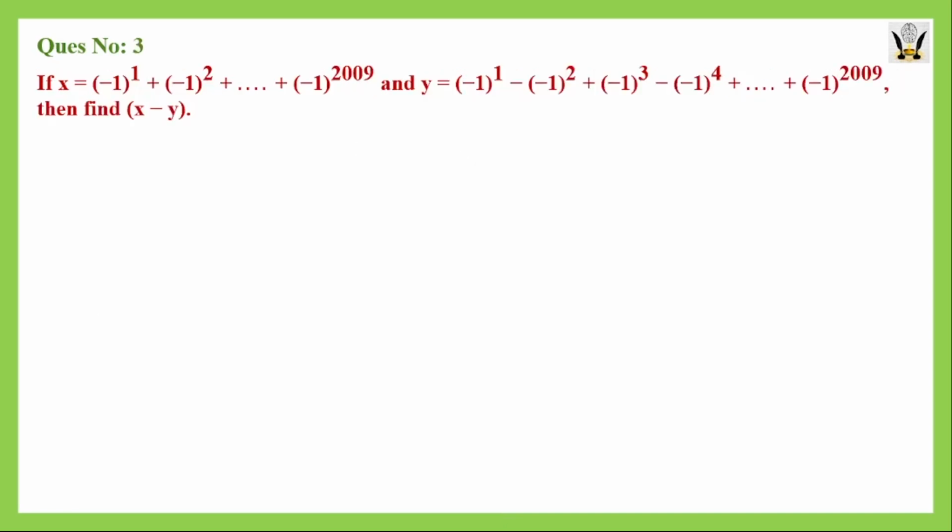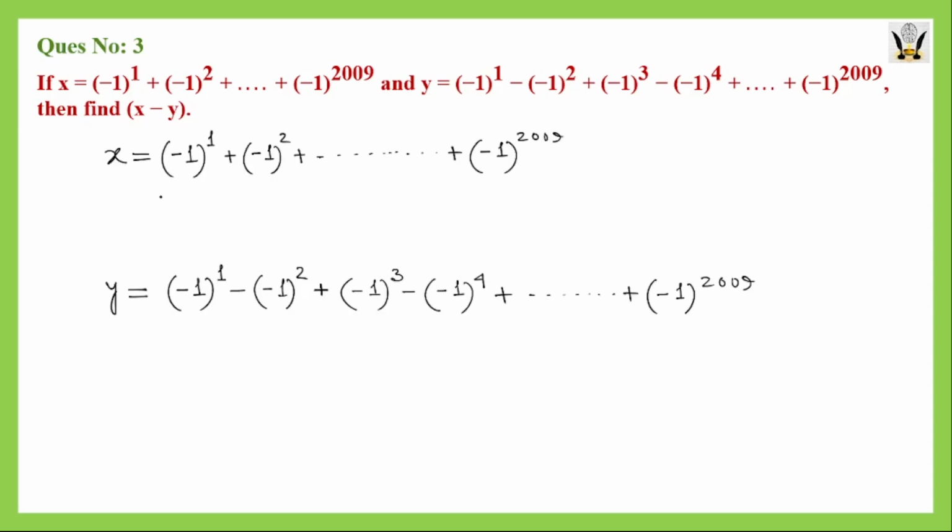Now the next one is again a series of numbers from where we need to find the value of x and y. So let's write those series first. Now in the first series what we can see, the first term is minus 1 raised to the power 1. Then second term minus 1, then power is 2. And the last term is minus 1 and the power is 2009.